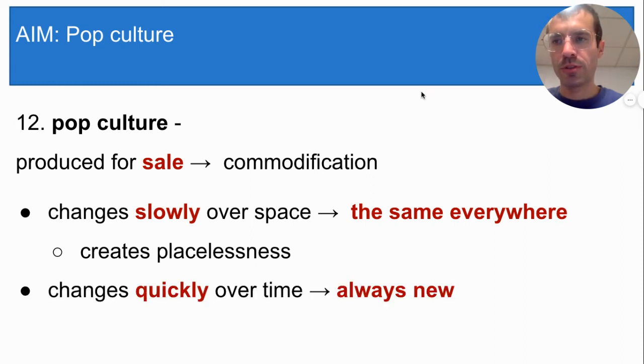Third, pop culture changes quickly over time. That means that pop culture is always new. It's like a fad. It's popular for a short time, but then it changes to adapt to people's constantly changing tastes.